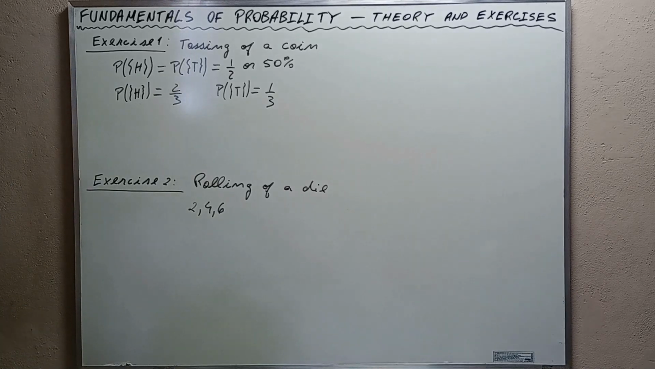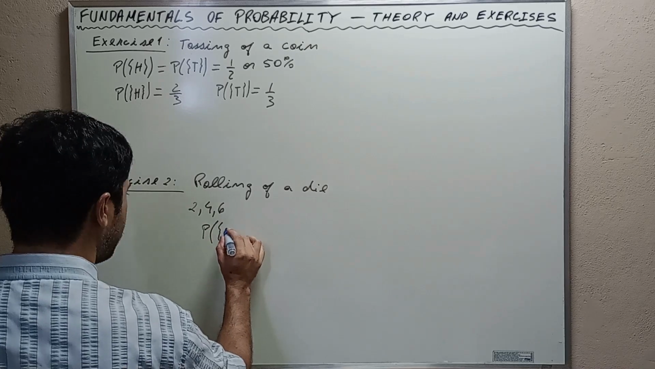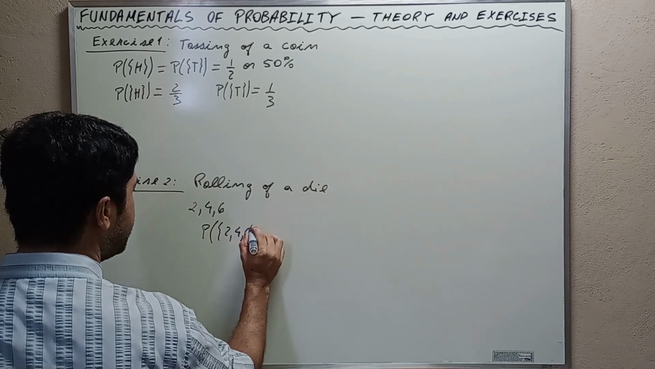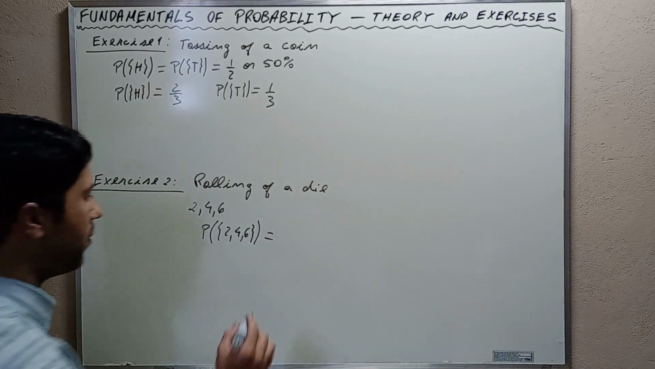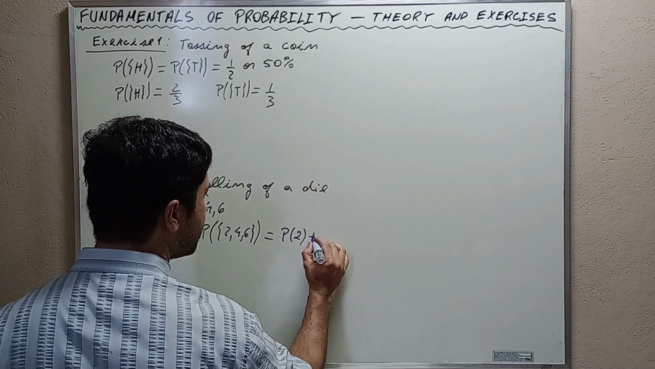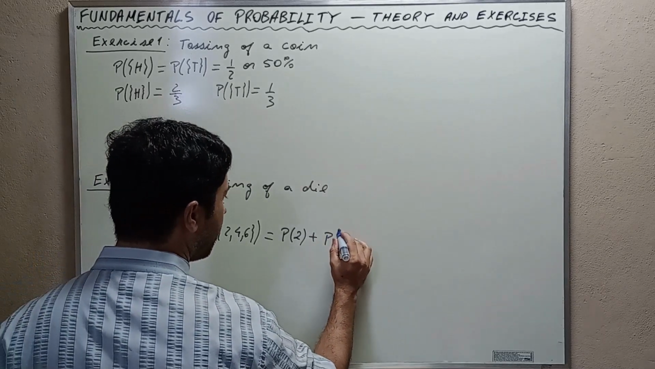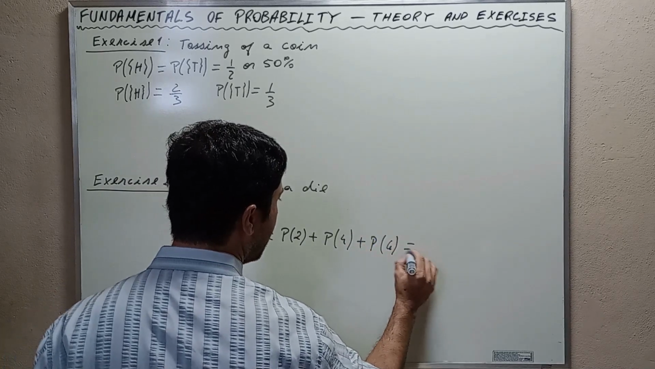Okay? So the probability of obtaining an even number when rolling a perfectly balanced six-sided die will be the probability of getting 2, 4, or 6. The event of interest is going to be the probability of getting 2 plus the probability of getting a 4 plus the probability of getting a 6.